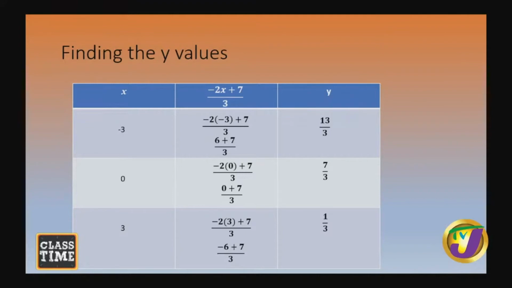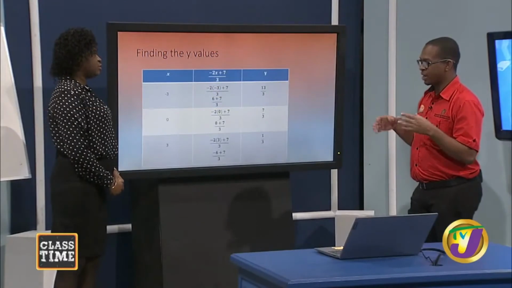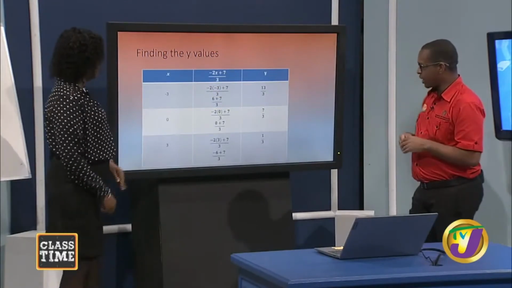Now, does it matter which values we use for x? How do we decide which numbers to substitute for x? Most times it really doesn't matter, because what we are trying to do is just get a line. We just need the ordered pairs for x and y. Once we have a number of them, we have enough points to sketch, to plot our line.